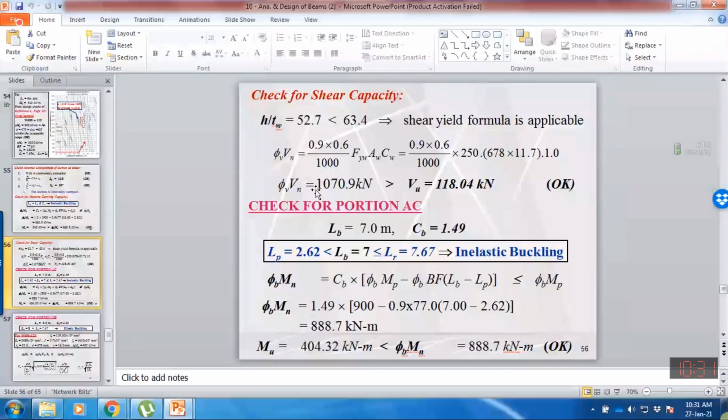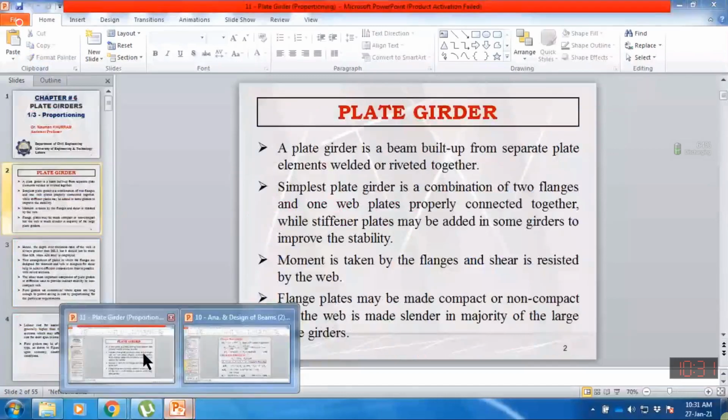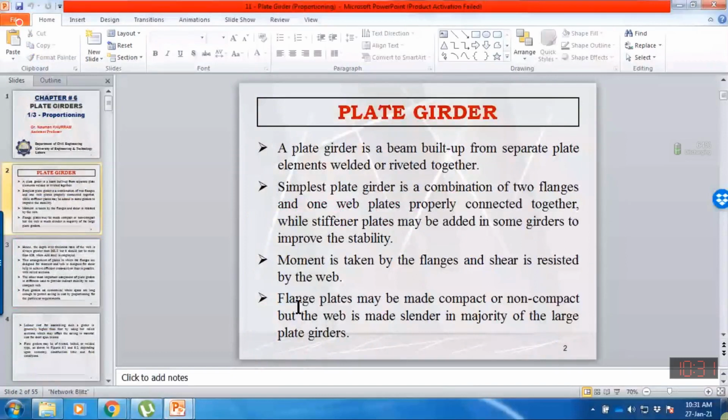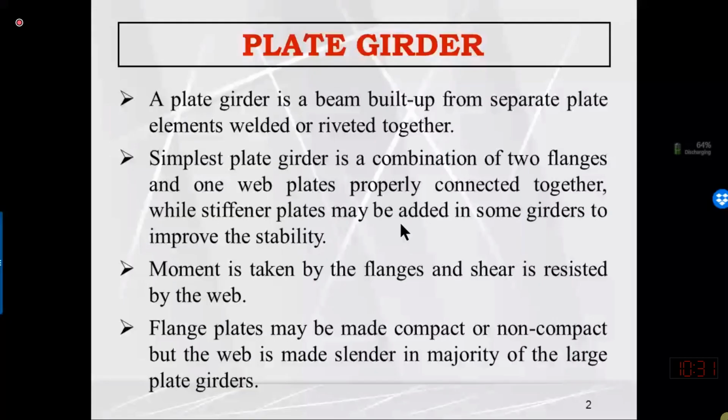But in case of the plate girder, we can design the web as per our requirement. We can use a thinner web. By using a thinner web, we can reduce the weight of the plate girder and also we can achieve economy because we are cutting the metal. Okay, one example I will give you.